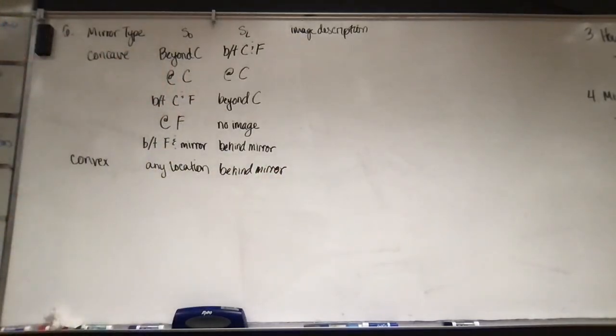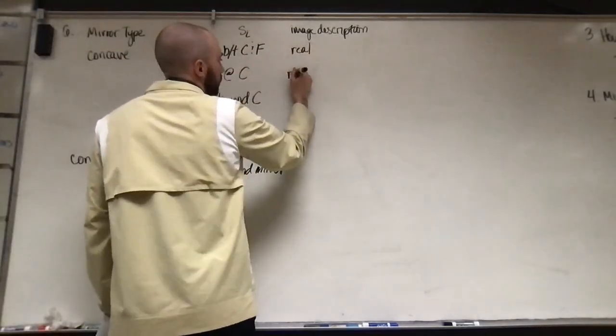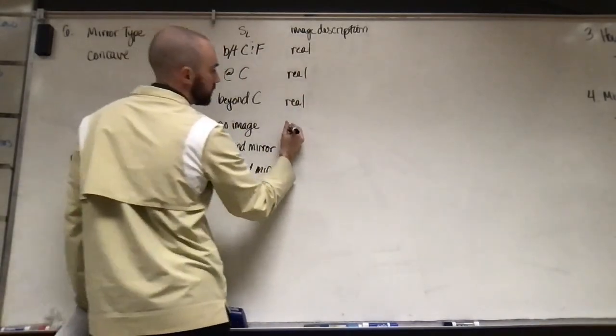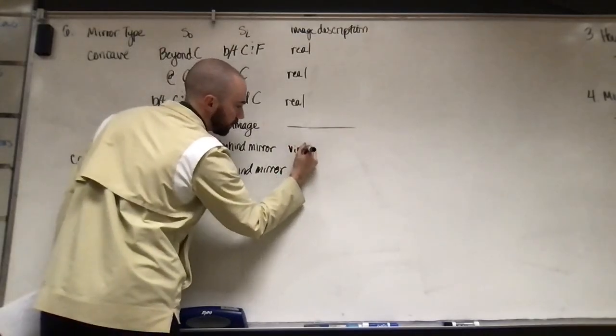And so now let's describe what the images look like. Any object that is beyond the focal point for a concave mirror is always going to be real. So for these first three, real, real, real. No image here, so we can just kind of cross that out. Anything that's behind the mirror is always going to be virtual.